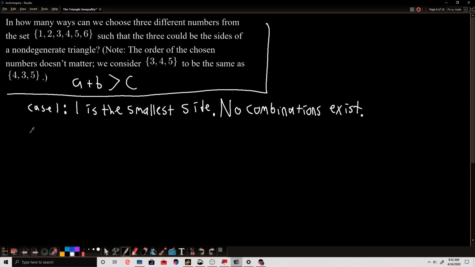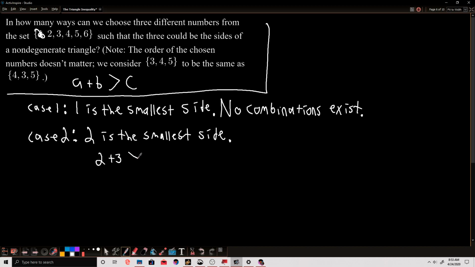So let's try case number 2. Case number 2 would be that 2 is the smallest side. And note, since we can't use 1 in our sides at all, we might as well get rid of that, since 1 can't be the smallest number. Well, let's try some sides out. What about 2 and 3? Is that greater than 4? Well, absolutely, because 2 plus 3 is 5, which is strictly greater than 4.